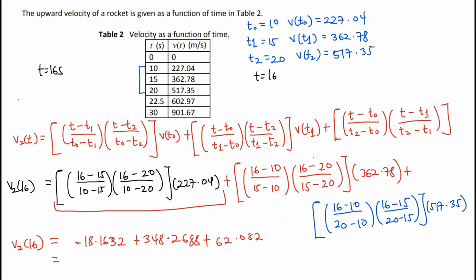So you have minus 18.1632 plus 348.2688 plus 62.082. Let me round this to 3 decimal places. So this will give us a value of 392.188 meters per second. So that will be the velocity when time is 16 seconds.